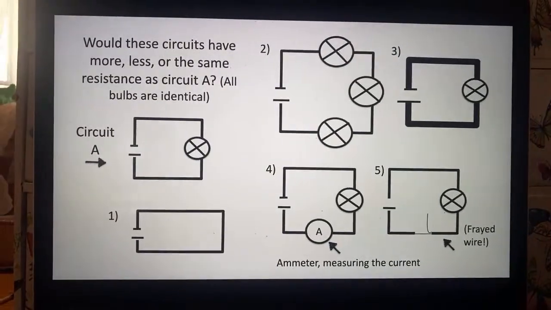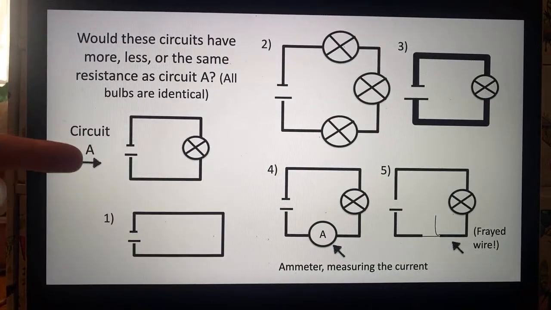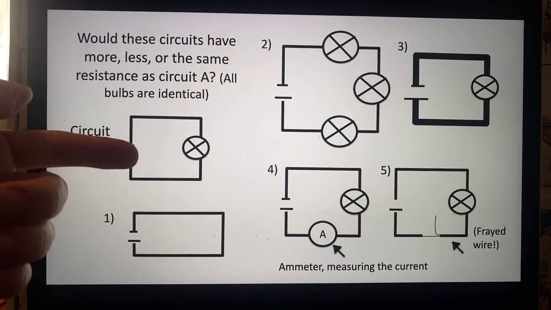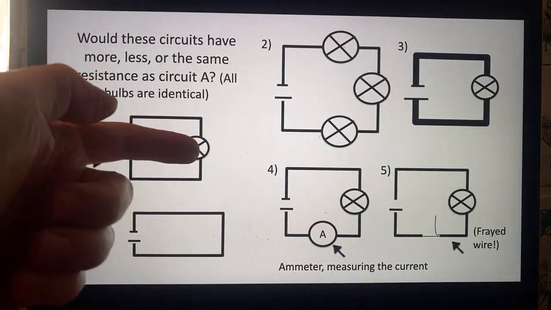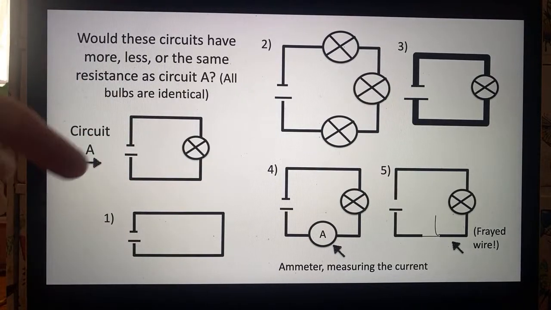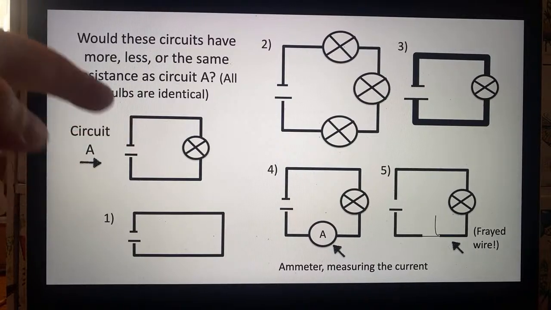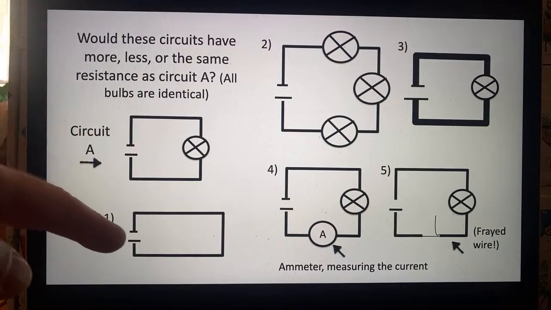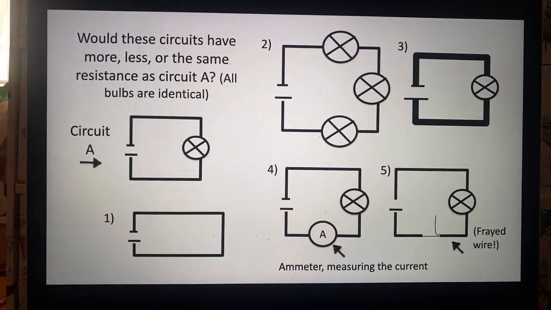Here we go. So circuit A here is super simple. It's just a cell and some wires and a little bulb. That's the symbol for a bulb, hot cross bun. Can you have a look at circuits 1, 2, 3, 4 and 5, which are a bit similar to circuit A but not the same, and say, do they have more resistance or less resistance or the same amount of resistance as circuit A? It's quite hard actually. I haven't really told you everything that you need to know, but I think some guessing will be good for your brains because then it'll make you think about it. And then when I give the answer, you're more likely to remember it.